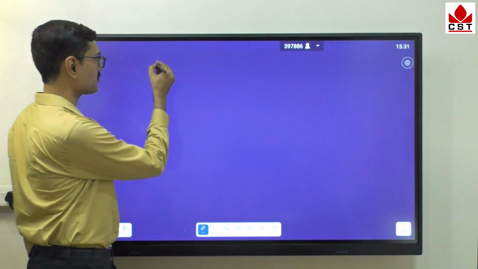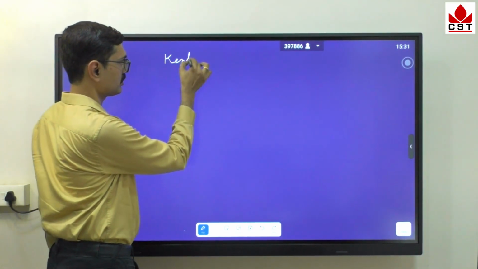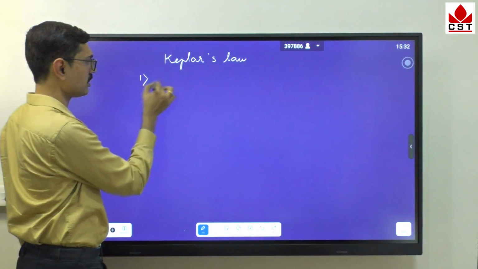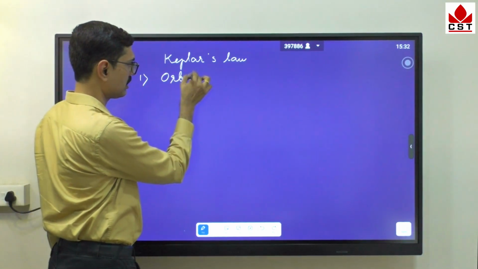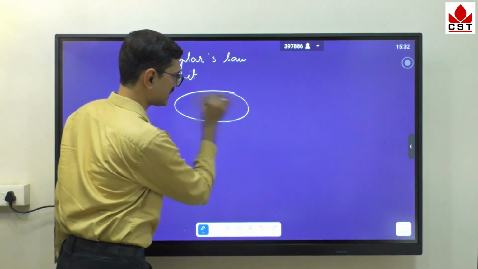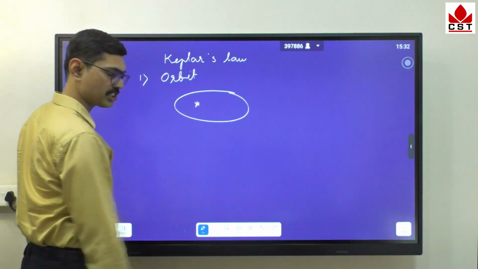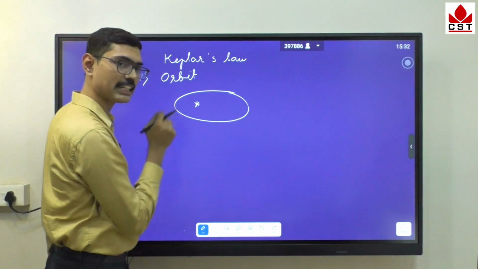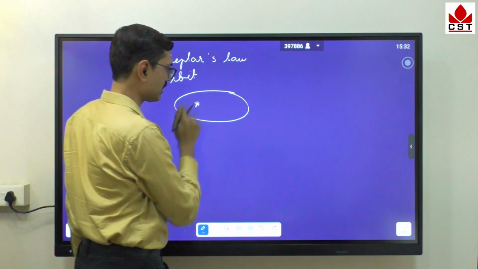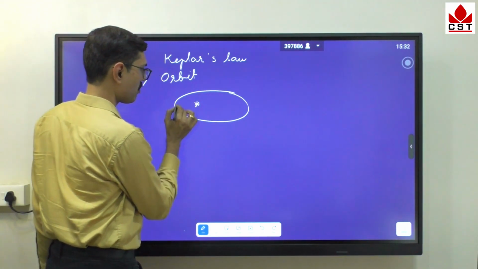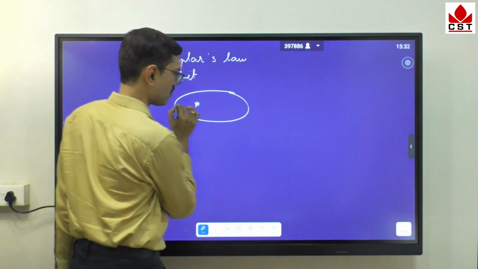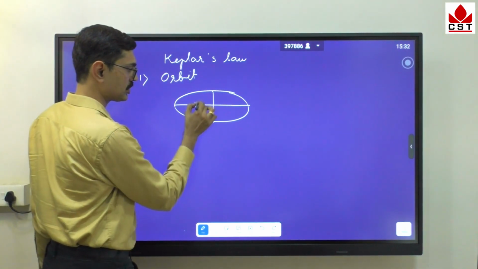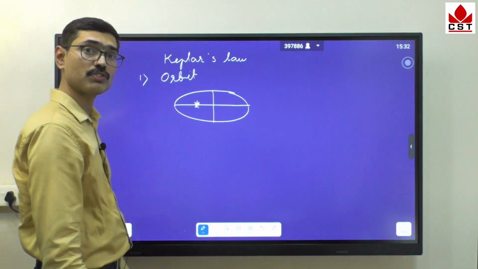So gravitation starts from Kepler's law. There are three laws. First law is the law of orbit. The sun's position is at the focus of the ellipse. This is not exactly a circular orbit. The circle is in the form of an ellipse, meaning it has one major axis and one minor axis, and the sun's position is at one of the foci.